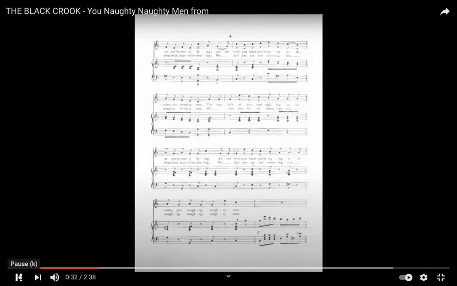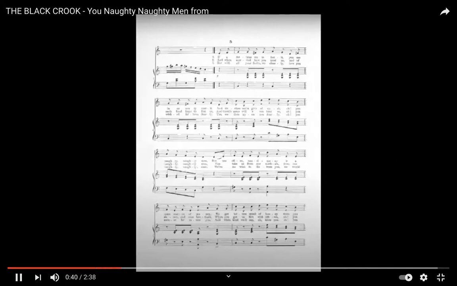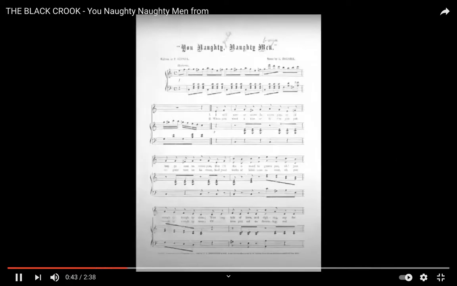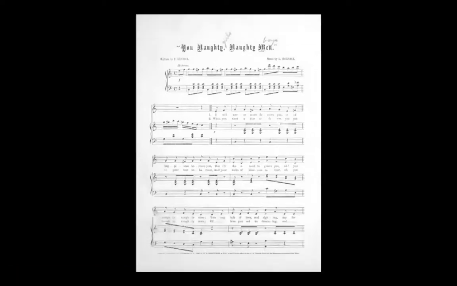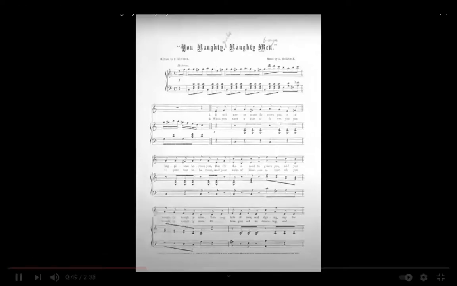For us, you're nearly dying. All the while, you know you're trying to deceive you, naughty, naughty man. When you want a kiss or favor, you put on your best behavior and your looks of kindness savor. Oh, you naughty, naughty men.